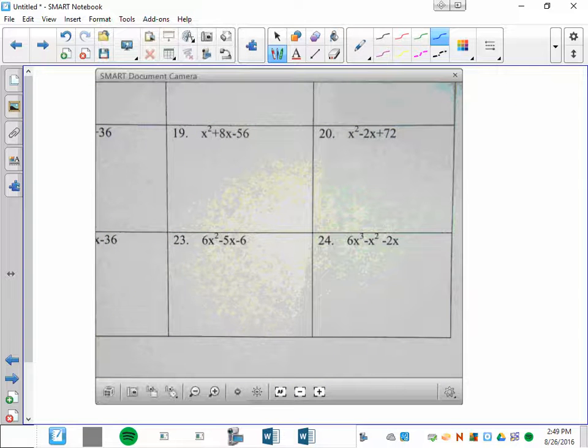Okay, number 20. X squared minus 2x plus 72. So, are there factors of 72 that add to be negative 2? They're both negative, right? And they have to add to be 2. Think about that for a second. It's not going to work. So that one is also unknown. And that one is imaginary. That one hits the y-axis so high up that when it comes down, it misses. Right.